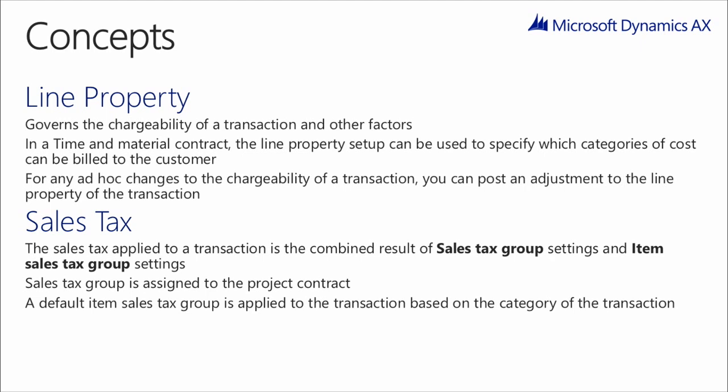Sales tax. The sales tax applied to a transaction, as I have shown you, is a combined result of the sales tax group and the item sales tax group. Sales tax group is defaulted from the project contract, and item sales tax group is defaulted from the category setup. And every transaction has a category and a contract associated to it. Therefore, AX can figure out the sales tax that is applicable to that transaction.